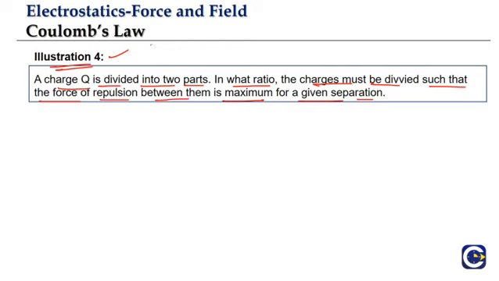The thing is, we want to break the charge into two parts. We can break it in whatever way we want. We can break it like Q by 3, 2Q by 3, or Q by 2, Q by 2, or Q by 4, 3Q by 4, or Q by 5, 4Q by 5. We can break the charge in whatever combination we want. Accordingly, the ratio of the two charges is going to change. The condition that we are looking at is how we should break them such that the force of repulsion between them is maximum for a given separation.